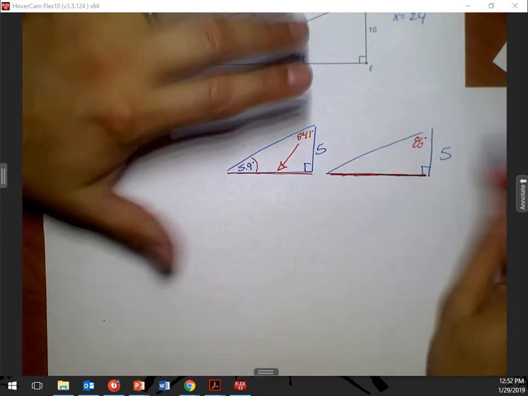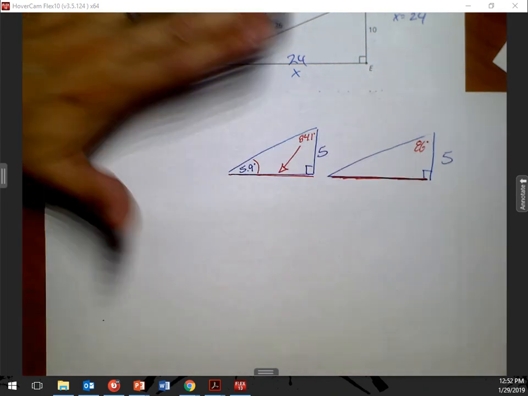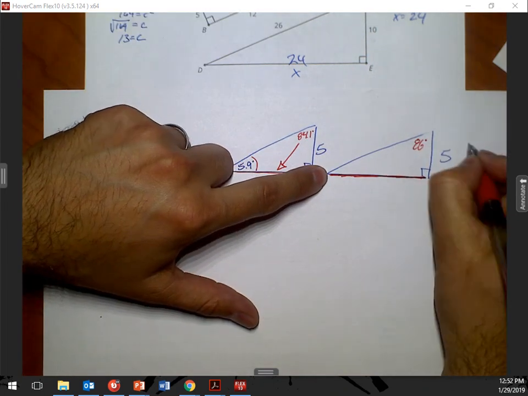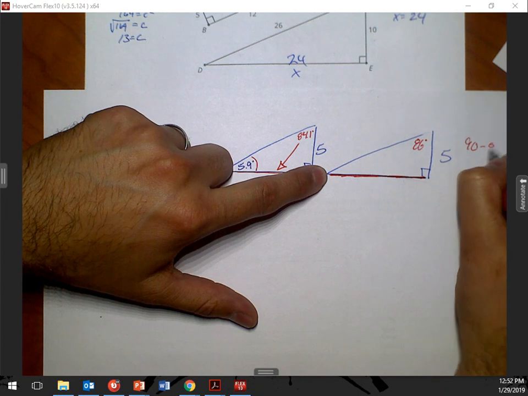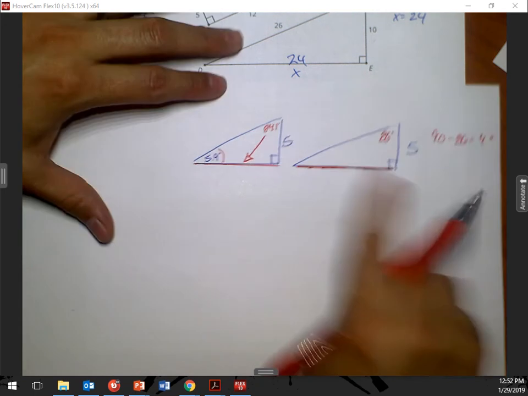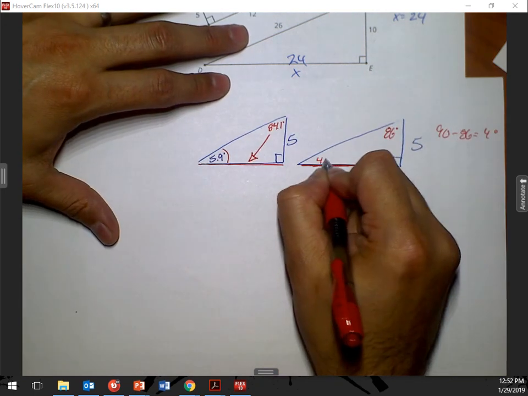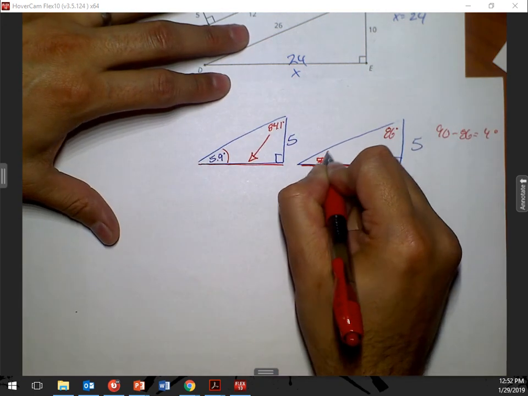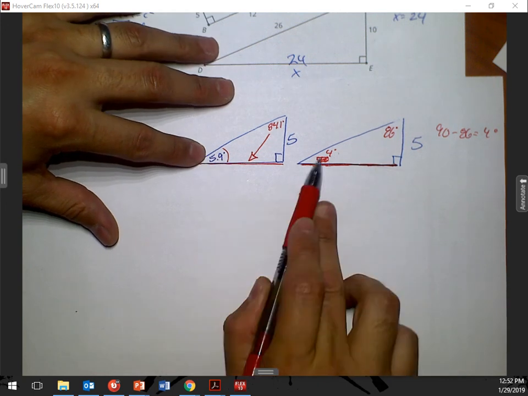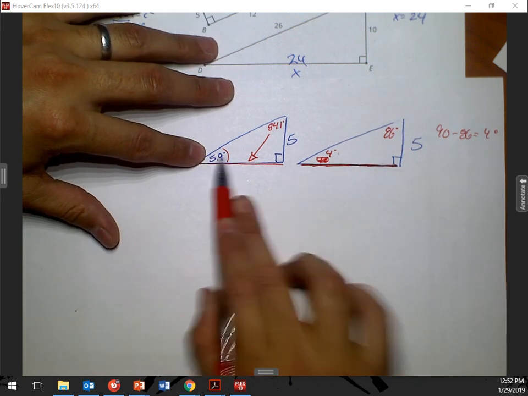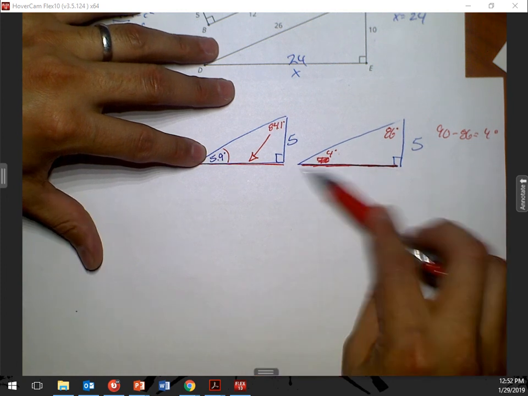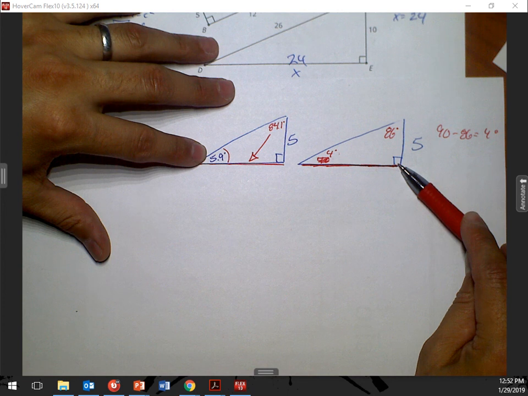Now, these 2 angles have to add up to 90. These 2 together add up to 90, right? So let's do it again. 90 minus 86 gives me 4 degrees. So now, what happened? What happened to this angle from here to here? It got smaller, didn't it? Yes. That's what's happening.